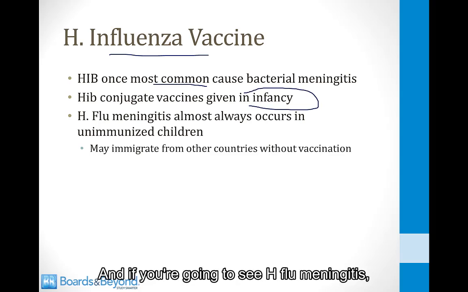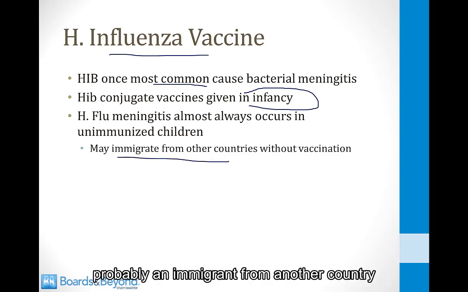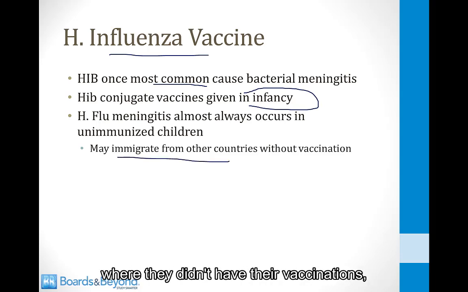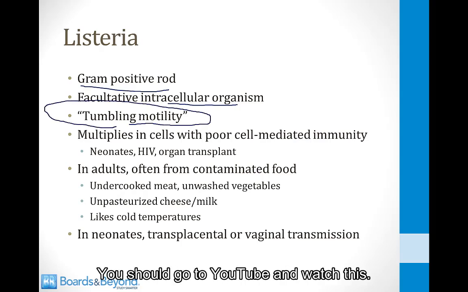And if you're going to see H. flu meningitis, it's going to be in someone who's unimmunized, probably an immigrant from another country where they didn't have their vaccinations. Listeria is a gram-positive rod. It's a facultative intracellular organism. It has this very special mobile quality called tumbling motility. You should go to YouTube and watch this.